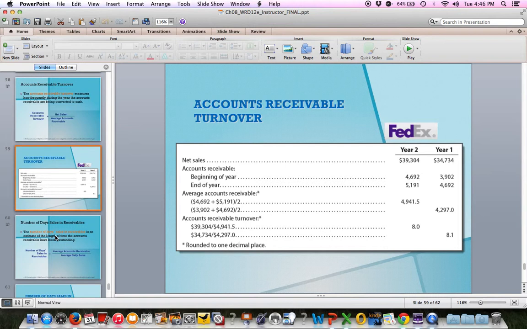We've got 2 years. We've got the net sales. I've got my beginning accounts receivable and my ending number. And then you can see how they compute the average of taking the two numbers, like 3902 and 4692 for year 1, dividing that by 2. And in year 2 it's 4692 plus 5191 divided by 2. And then I divide the net sales by that average. And I get 8 in year 2, and I get 8.1 in year 1. So this tells me how quickly those sales turned into cash.